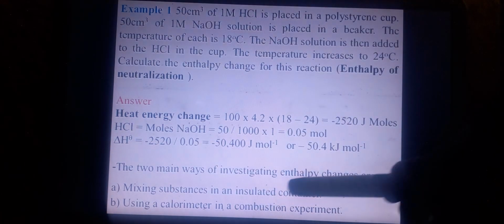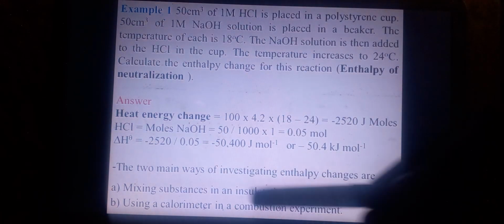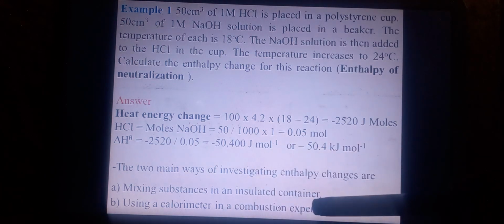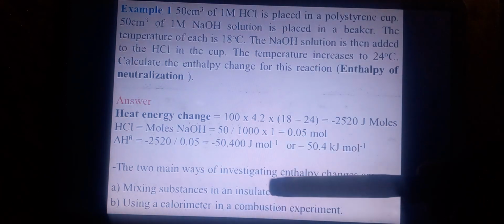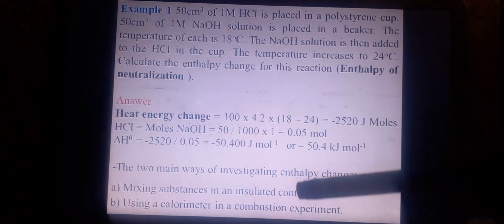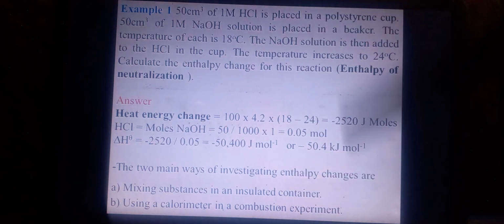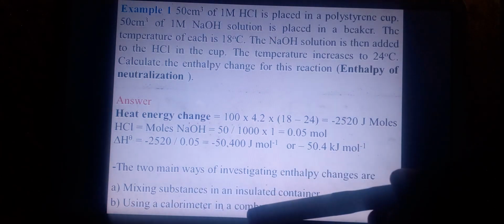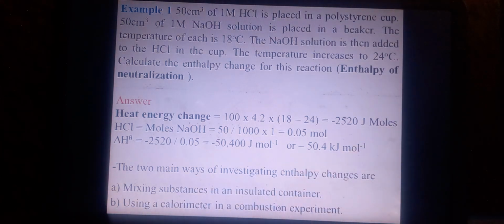So the two main ways of investigating enthalpy changes are: one, mixing substances in an insulated container. The insulated container is meant to conserve heat so that there is no heat loss during the reaction, to minimize errors. Then part B, using a calorimeter in a combustion experiment. I believe you know what a calorimeter is. It's normally used to determine enthalpy changes.